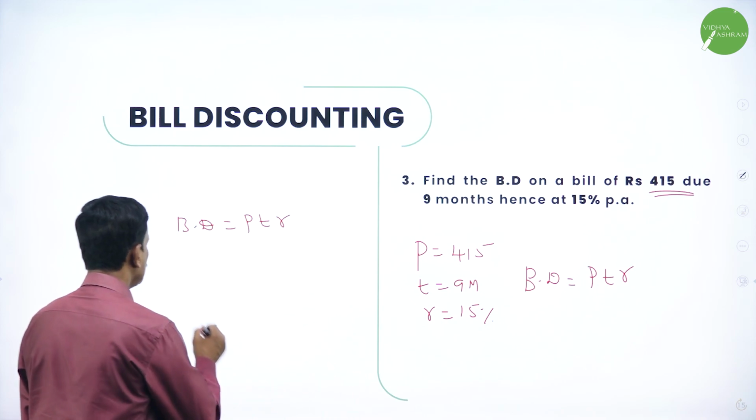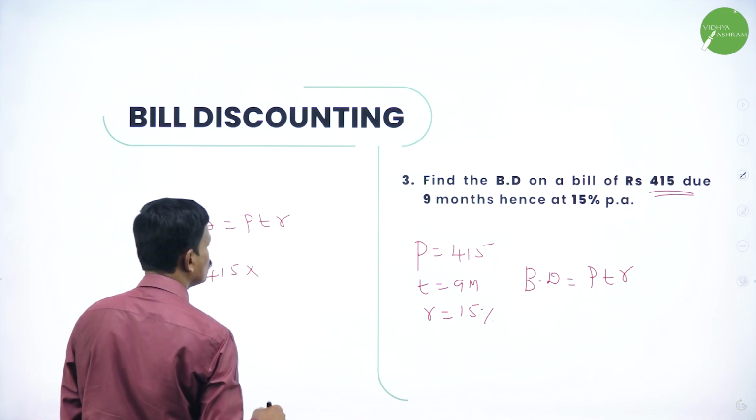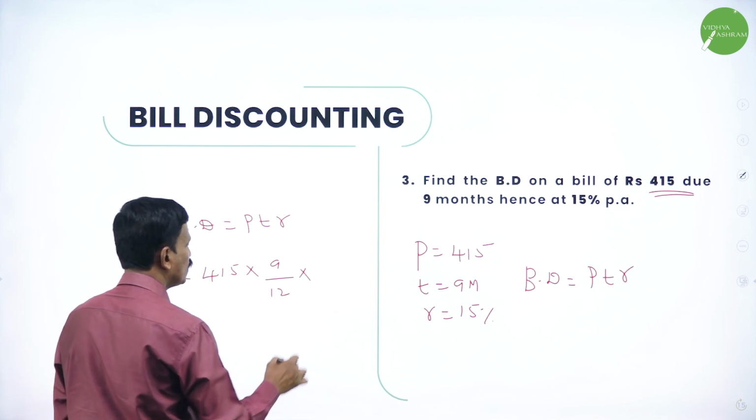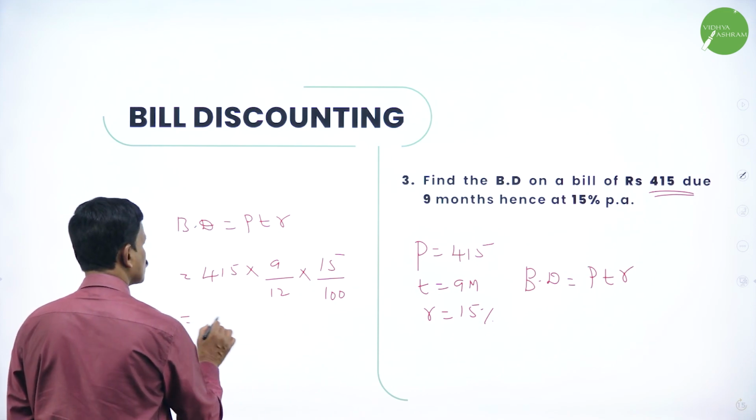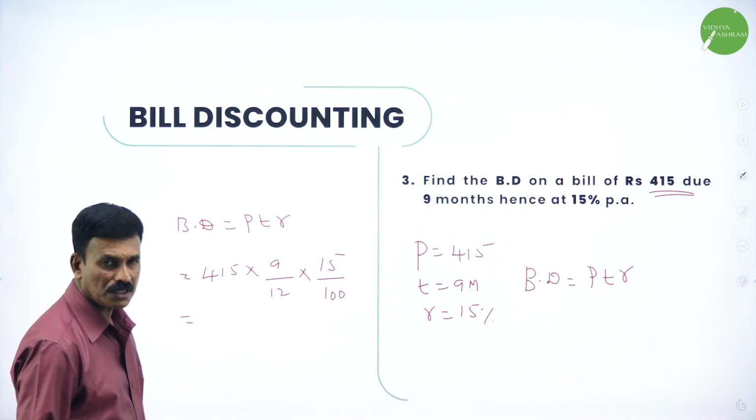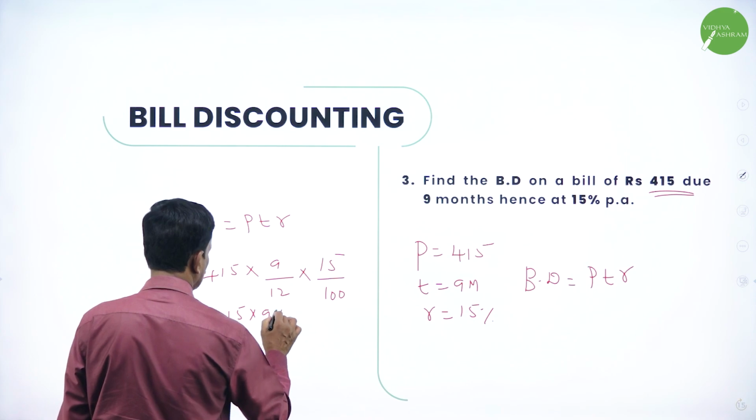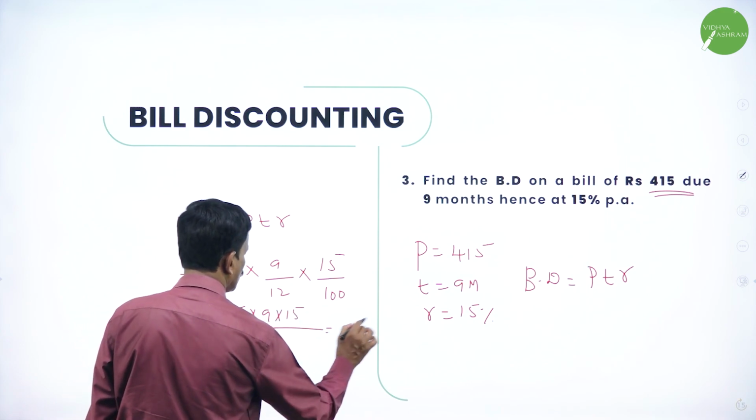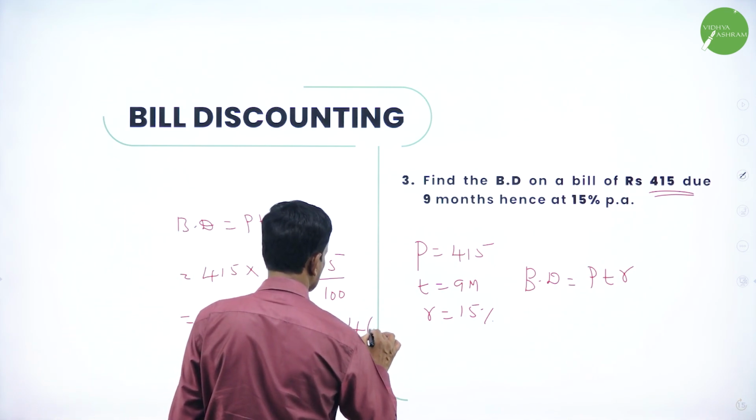Just substitute. What is F? F is equal to 415 into time period is 9 months divided by 12 into rate of interest is 15 divided by 100. So divide this. What is this equal to? If you multiply and divide by 100, 100 into 12, you will get the answer. 415 into 9 into 15 divided by 12 into 100. What is this equal to? If you divide, you will get 46.68.